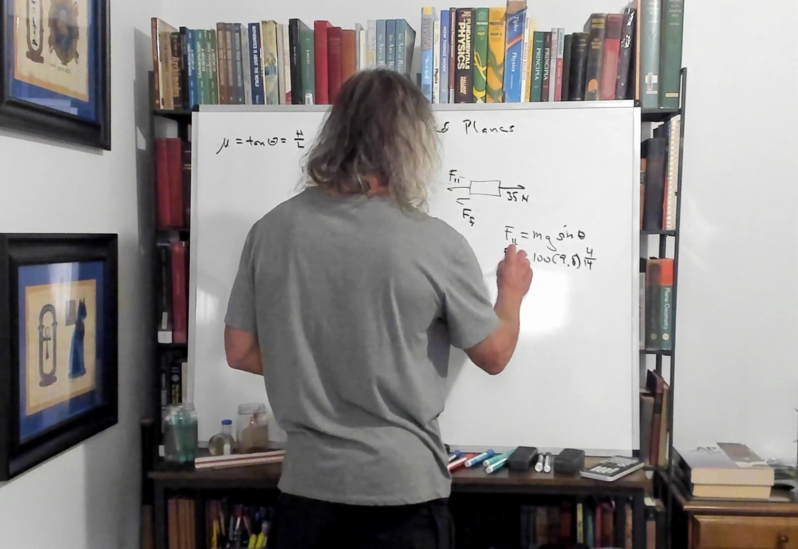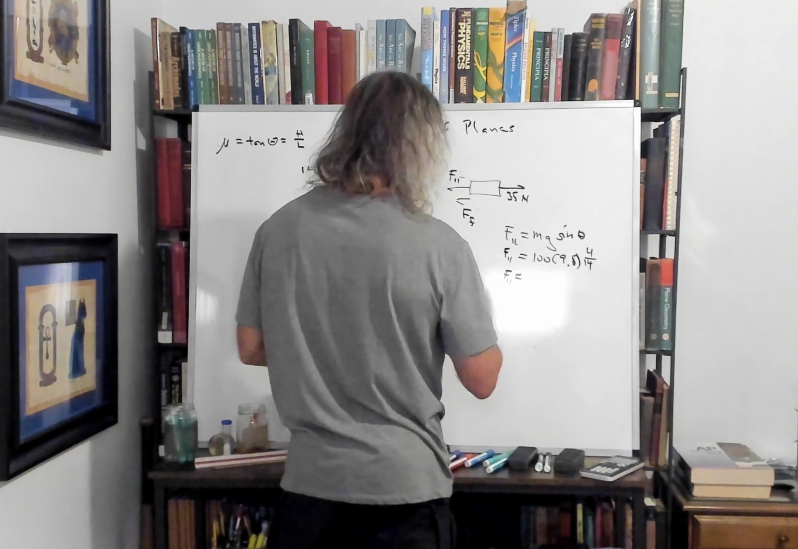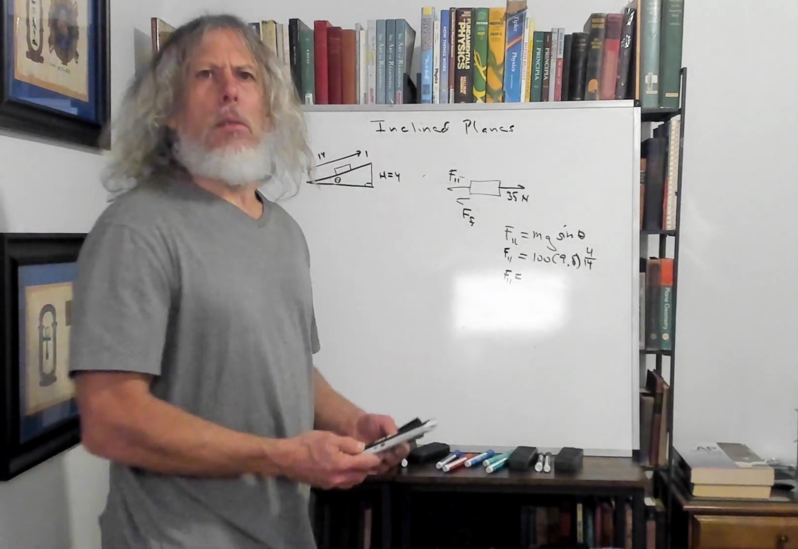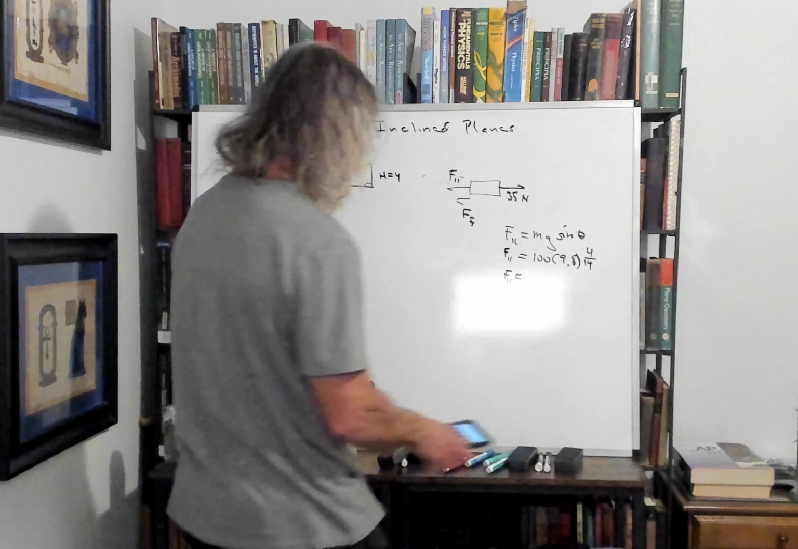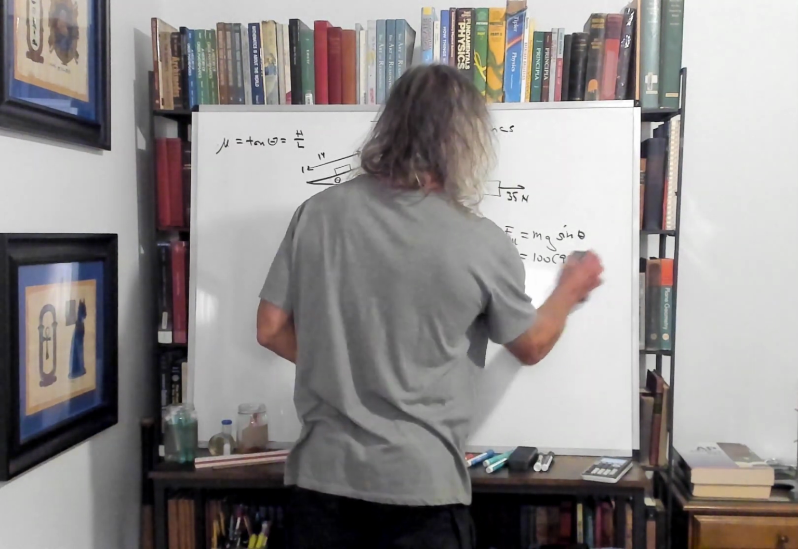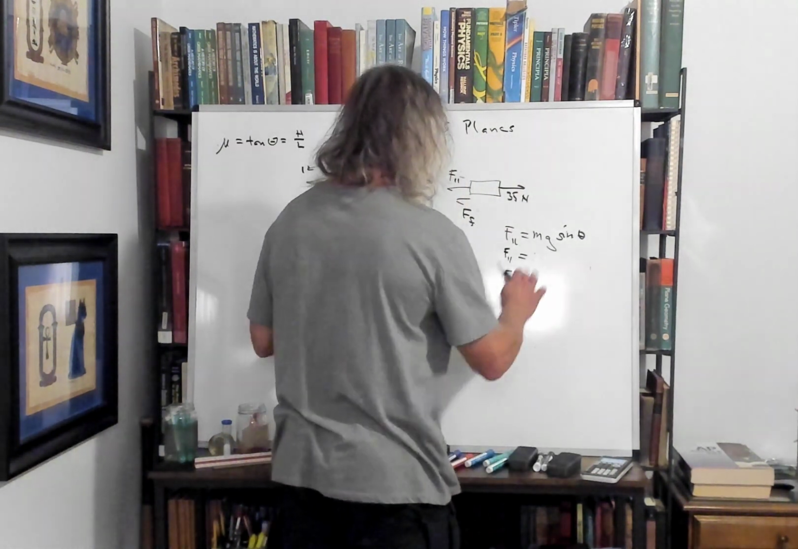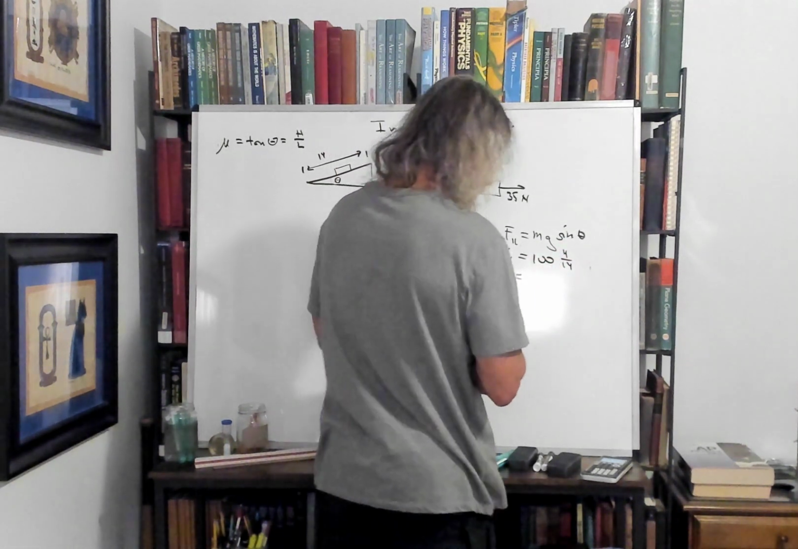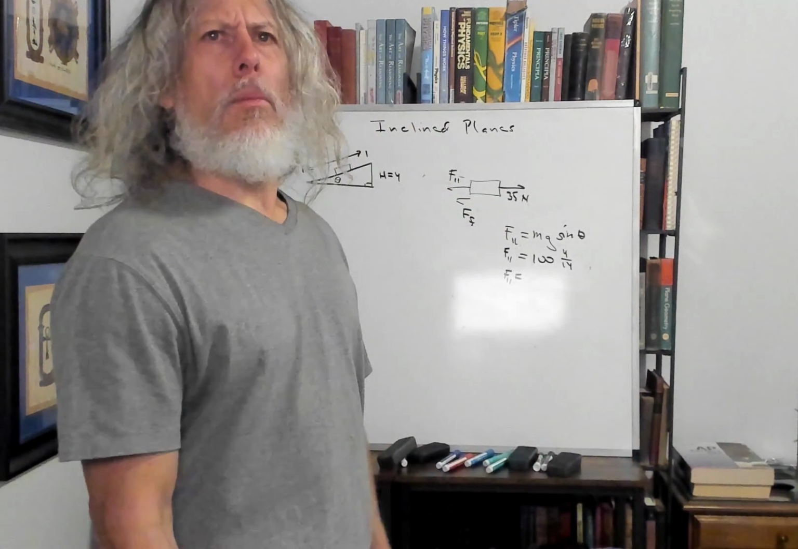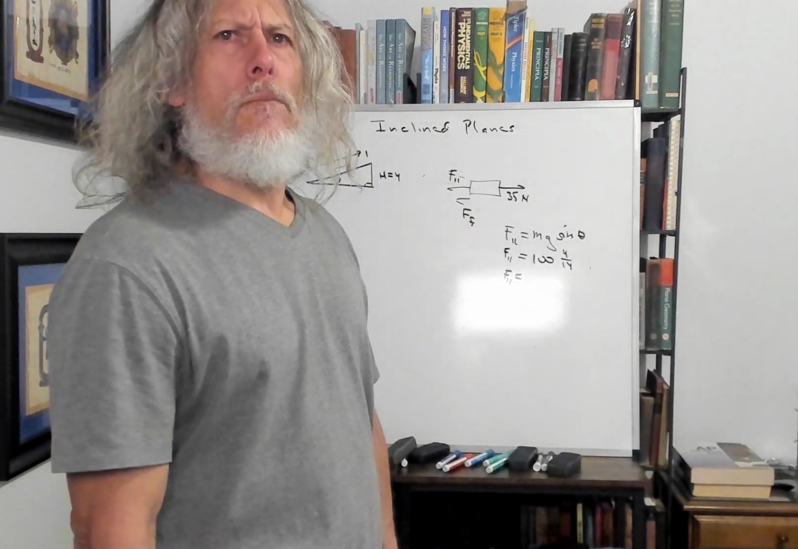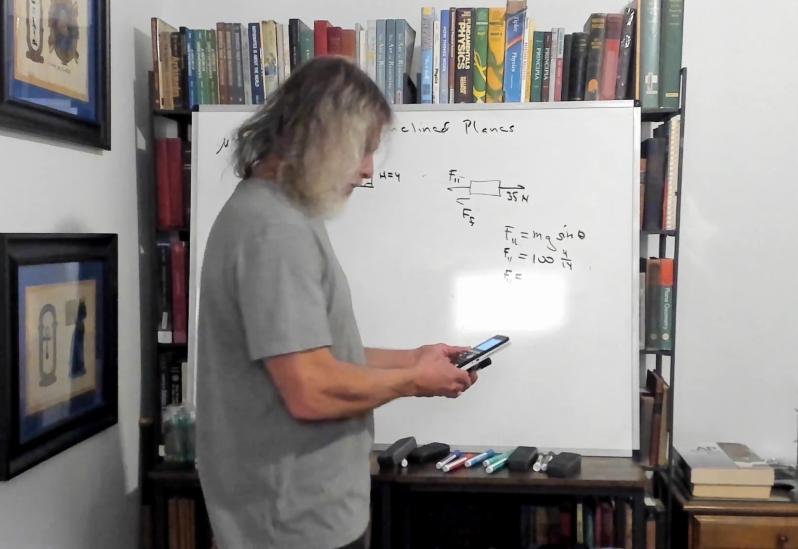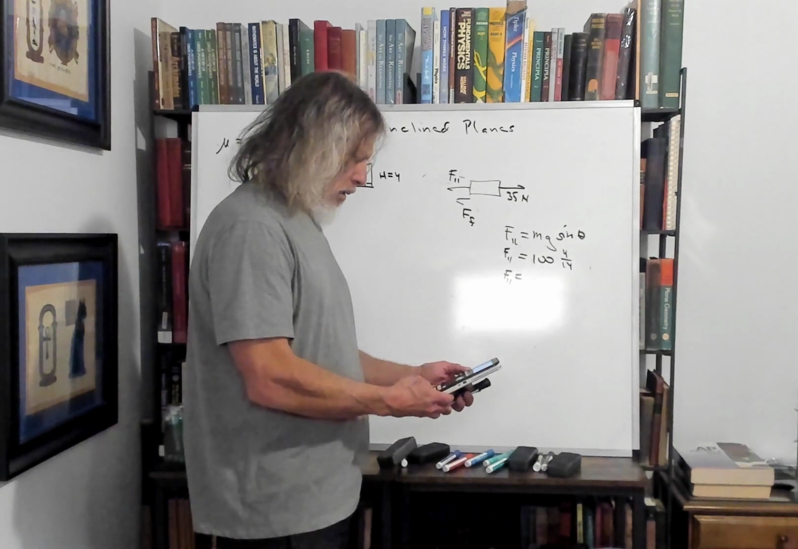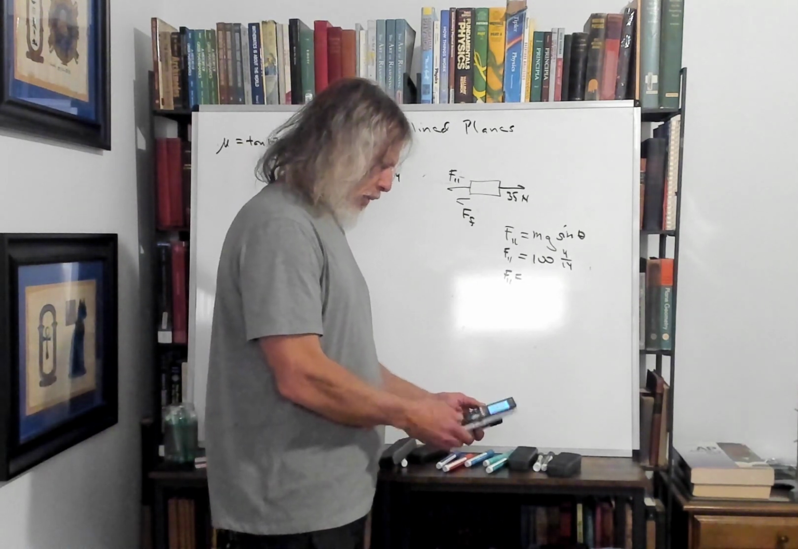And so we get, and wait a second, oh, it weighs 100 newtons, so we don't need to multiply by 9.8. Weighs 100. So 100 times 4 divided by 14, 28.57.